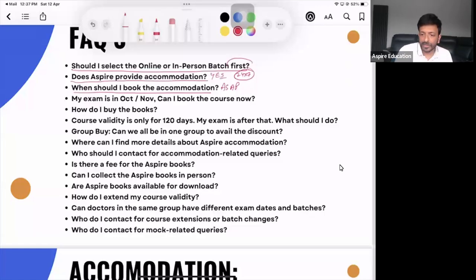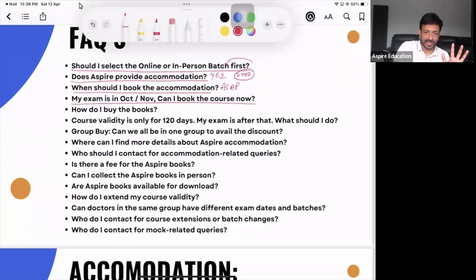Can we give a letter when you book the accommodation and course? Yes, we can give you a course letter. We can give an accommodation letter. You can use it for your visa purposes as well. My exam is in October, November. Can I book the course now? Of course, you can book it now. So I would advise you to book it now and start preparing.